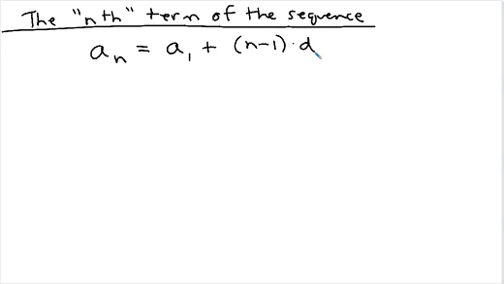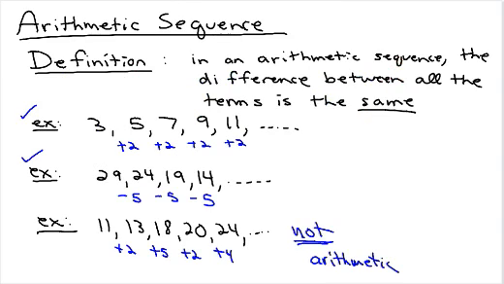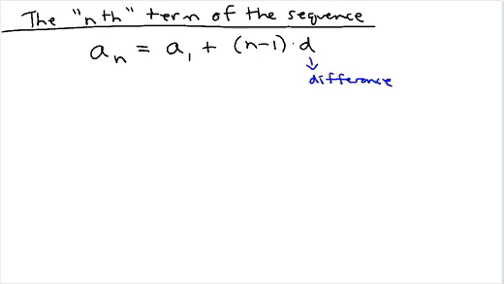All right, now what do those letters mean? This is the difference between the numbers. Whatever the difference is between the numbers, that's what goes there in the formula. So like on this one right here, the d would be 2, because it's going up by 2.